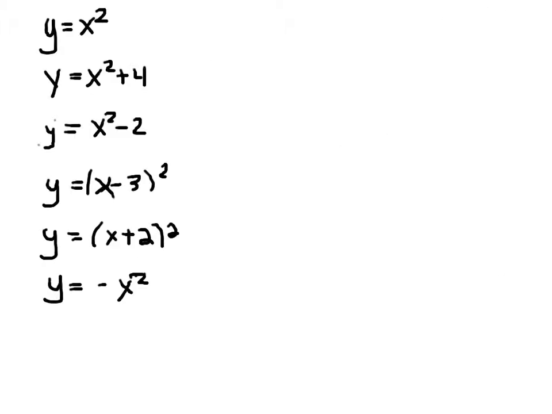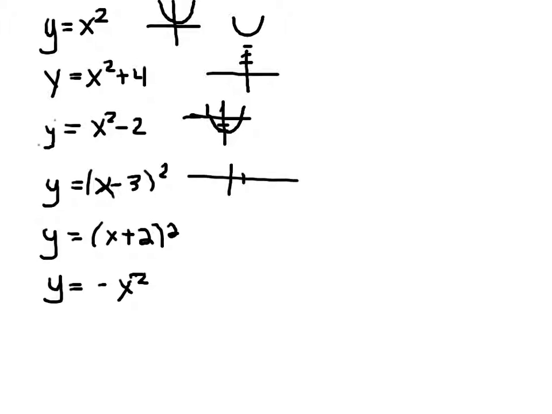So for all of your basic functions, here we have y equals x squared. It's a parabola. If it's shifted plus 4, we move it up 4. If it's shifted minus 2, we move it down 2. If the x minus 3 is inside the parentheses, that moves it to the right 3. If the x plus 2 is inside the parentheses, that moves it left 2.